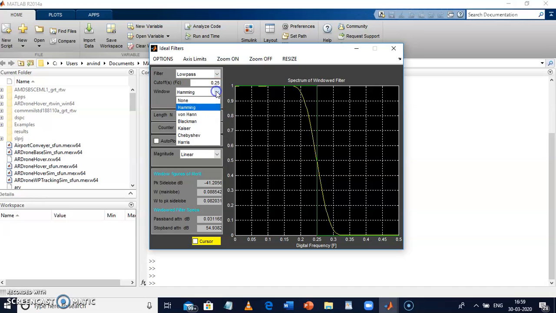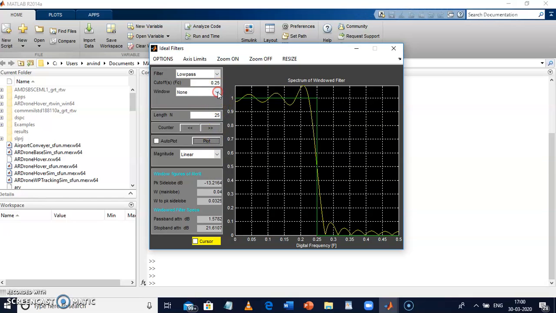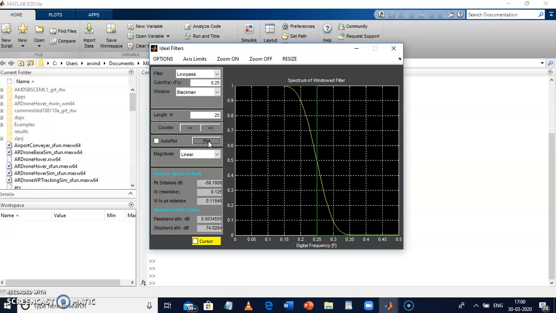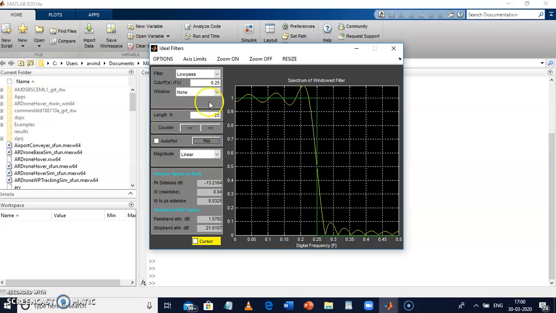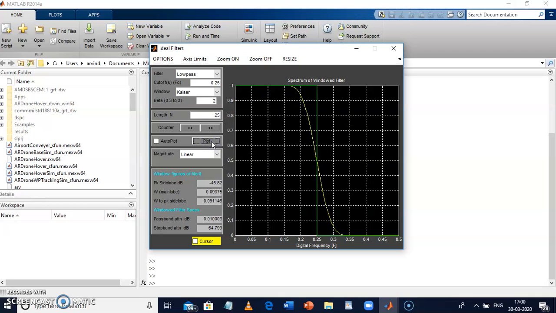Likewise, I can again have no window and have the set of ripples, and supposing I multiply it with a Blackman window, can you see that the ripples are gone? So what we have done is eliminated the effect of the Gibbs phenomenon by multiplying a particular system with a given window. Again, if I have only a rectangular window, this time I can take a Kaiser window and plot this. Can you see the ripples are gone?